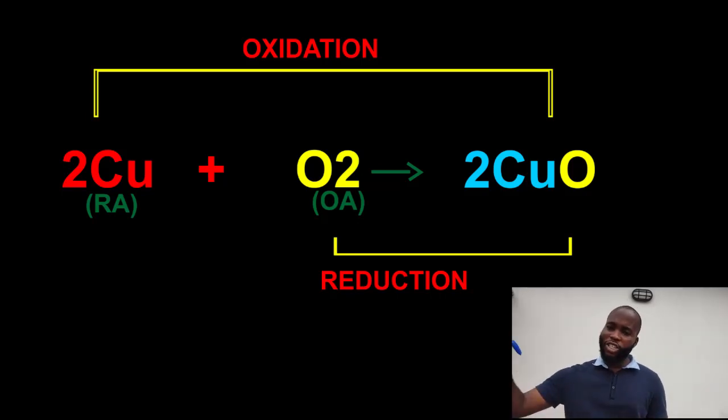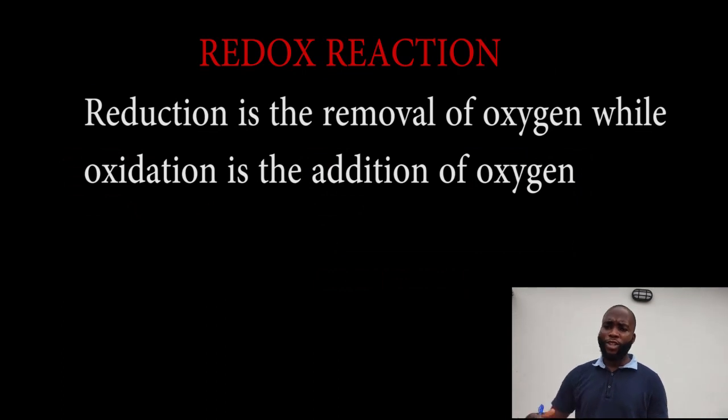Hydrogen. So having this concept in your brain, in this chemical equation, you find that copper is undergoing oxidation, because there is an addition of oxygen to copper to form copper oxide. Which means for copper to undergo oxidation, copper is acting as a reducing agent, because copper has been able to reduce oxygen molecule to oxygen atom.